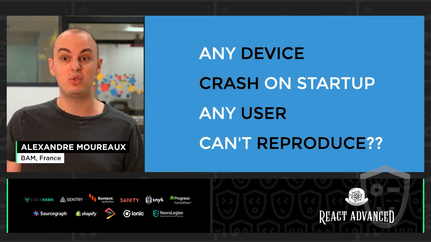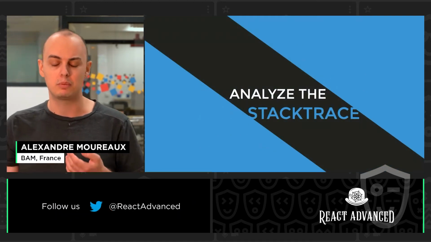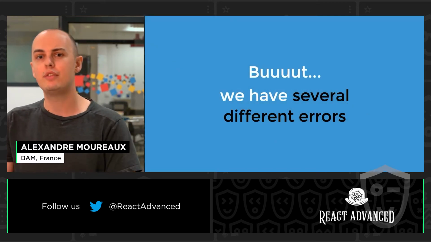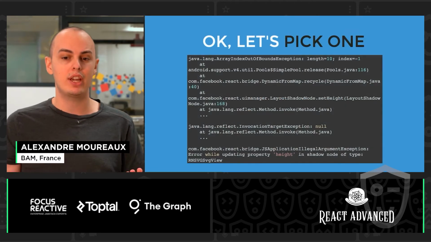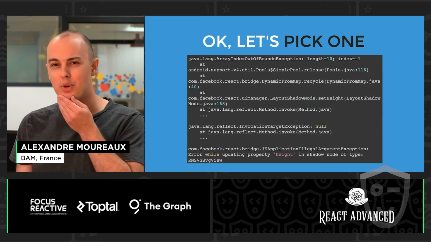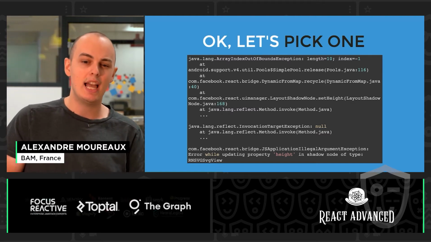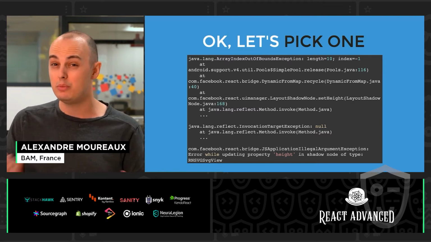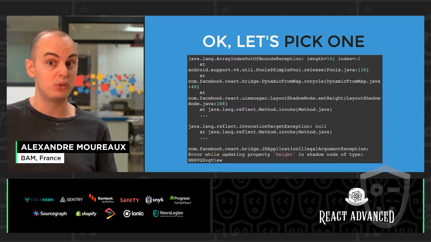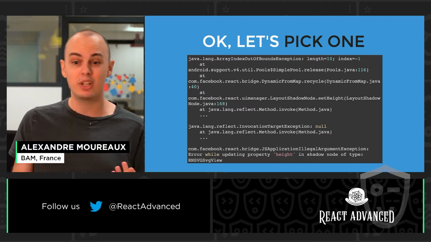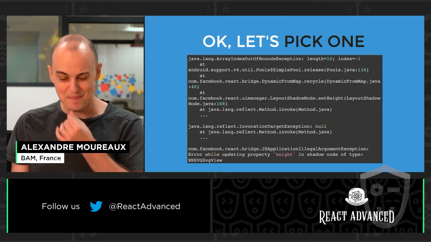Well, I guess step 2, if you can't reproduce, is analyzing the stack trace. So let's take a look. I did say that we have several different errors. Let's take a look at the first one. This one is an array index out of bound exception. It's a Java error, and it's happening in the class called SimplePool, a class from the Android v4 support library. It's happening in SimplePool.release at line 116 of Pools.java.